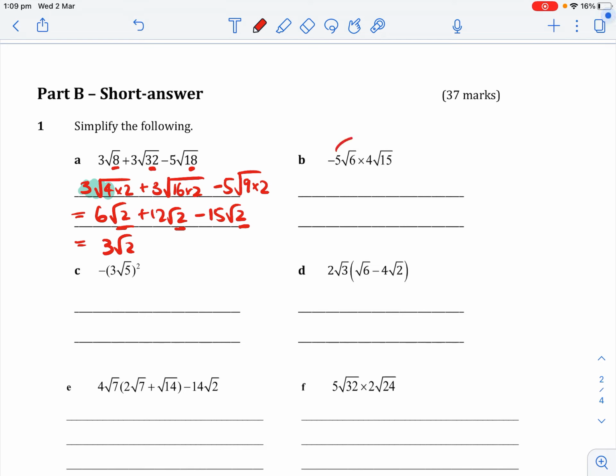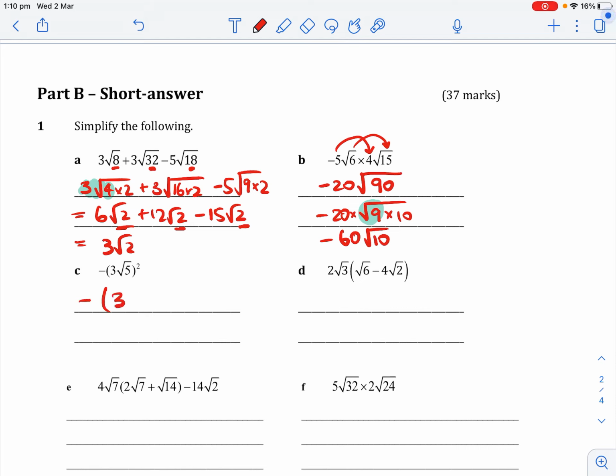In the second one, when I multiply, I do the whole number times the whole number, surd times the surd. So minus 5 times 4 is minus 20. 6 times 15 is 90. And then the square root of 90 can be simplified by making it 9 times 10. And then I still need to multiply that by the negative 20. So the square root of 9 is 3. Notice I work out that part. Square root of 9 is 3. Negative 20 times 3 is negative 60. And I can't go any further with the root 10. So it just stays as a root 10.